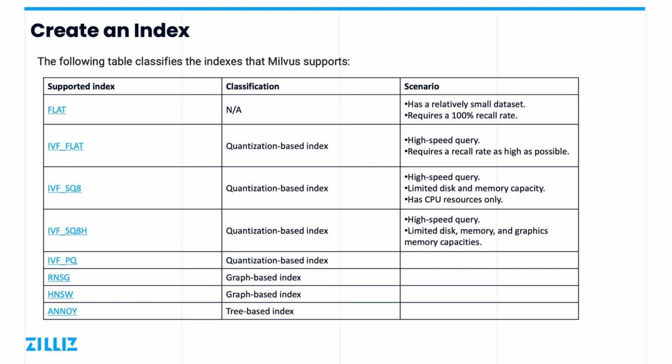Milvus currently provides a rich variety of indexes, including flat, IVF flat, IVF SQ8, IVF SQ8H, IVF PQ, RNSG, HNSW, and ANNOY. Classification of each index and scenarios that they apply to are shown in this table. The details of these indexes and which to use will be covered in the subsequent lessons of our course.